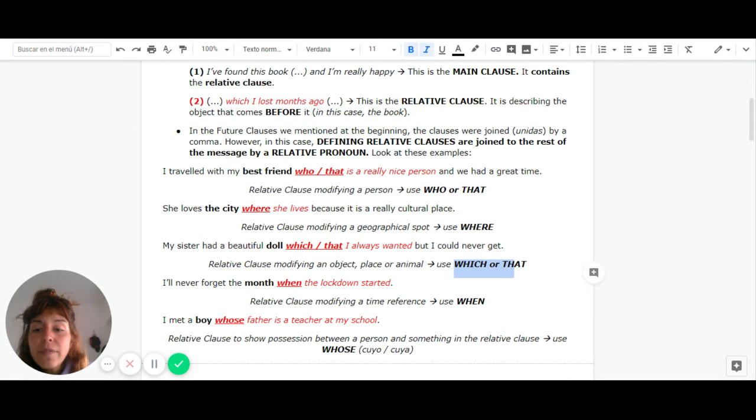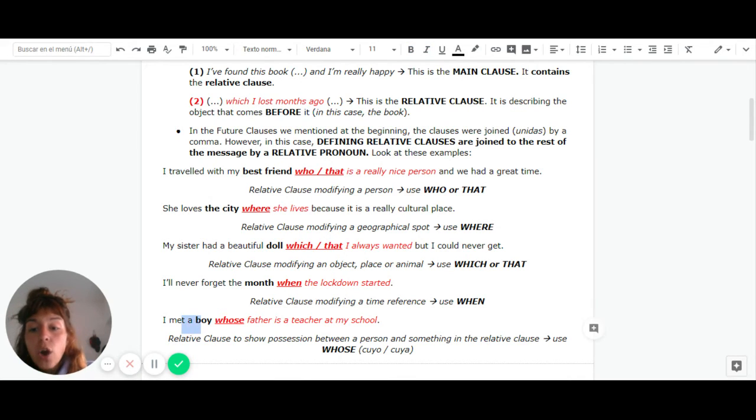I will never forget the month when the lockdown started. Perfect. La palabra que estoy modificando es month. Tiene que ver con una referencia de tiempo. So I'm going to use when para unirla al resto del mensaje.